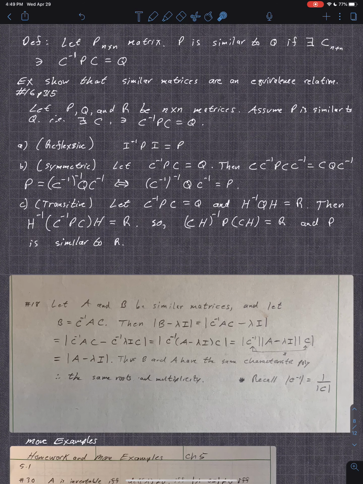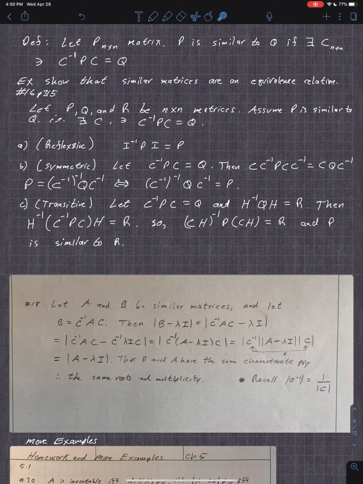So reflexive is kind of nice and simple, because you just need to find the matrix C such that you can put P on both sides and get the same thing. Basically you just use the identity matrix, and that satisfies it. That's your C, such that that's true. So it's similar to itself, right? P goes here. So it is reflexive.